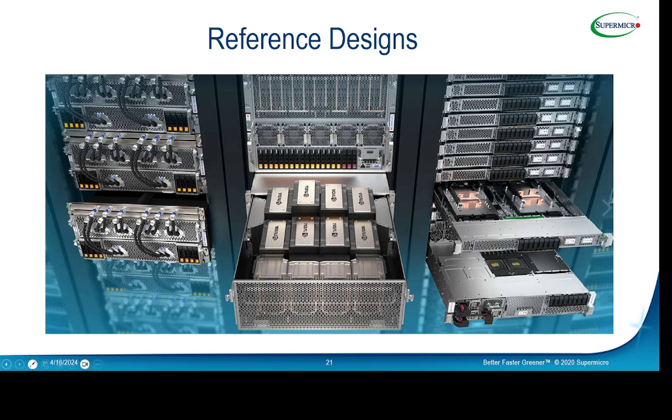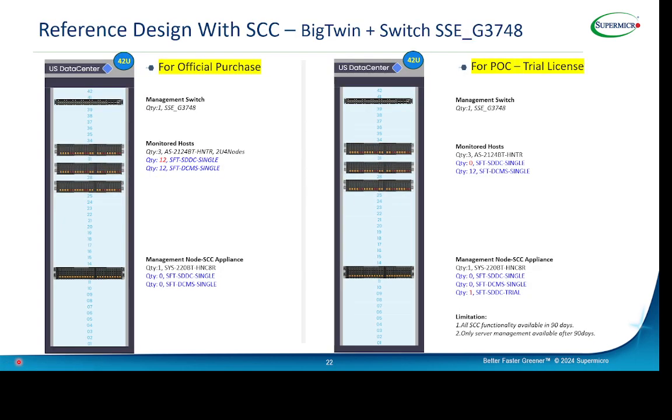So let's go to the next slide here and talk about a US data center rack and also a POC trial license rack. So for the official purchase, we require a management switch to be able to manage the BMC. This would be a typical 3748 Supermicro switch. You have a management node itself, which in this case is where the SCC appliance is going to be run.